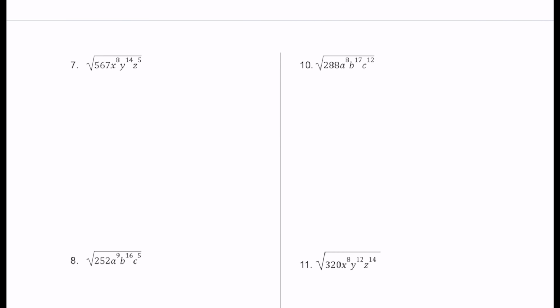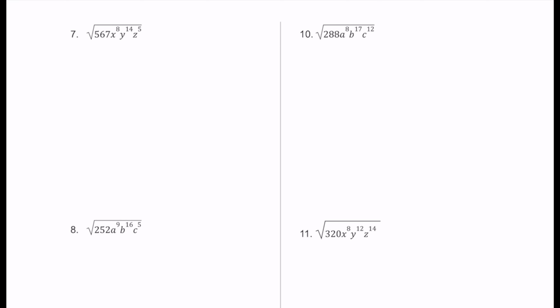Let's look at number 7. For number 7, we have the square root of 567, x to the 8th power, y to the 14th power, z to the 5th power. Let's start with this 567 we have in the beginning. That's a pretty big number here. 567, I'm trying to think what this is divisible by.